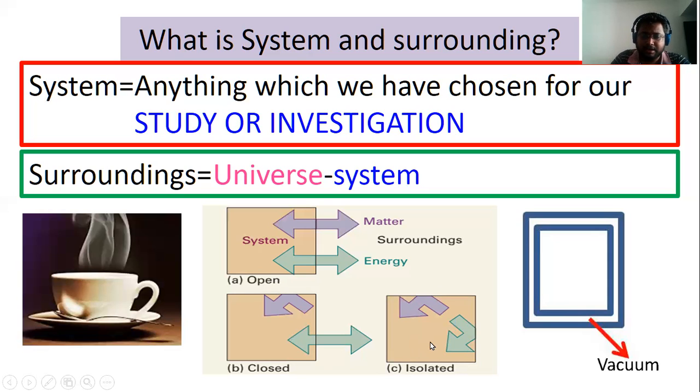But one example which is very close to the isolated system is your thermos flask. So what is a thermos flask? If you take hot water, it will stay hot for a longer time, like 5 hours, 6 hours. If you go deep into the thermos flask, you will find it consists of two chambers. One chamber contains the things, tea or anything else, and another chamber is there, but these two chambers are separated.